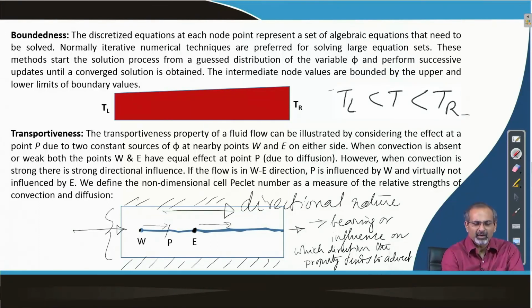Now, if you are at a point P and then you look towards your left, you see the dye coming towards you from the point W. However, before the dye reached you, and if you were looking towards the right, you would see no dye. That means, there is a very important directionality to this problem, and therefore, you need to understand in which direction the properties are going to be transferred by the flow itself.